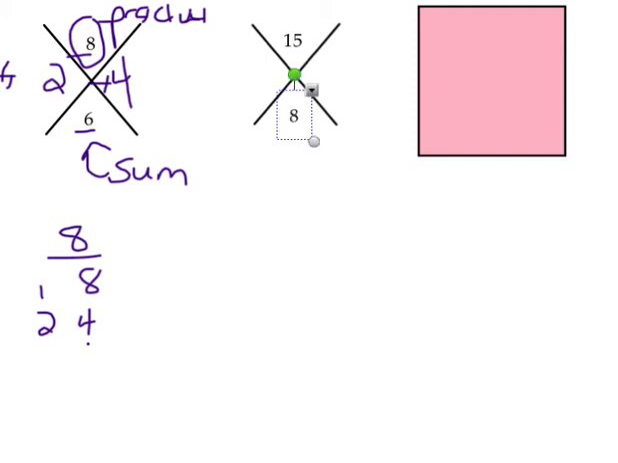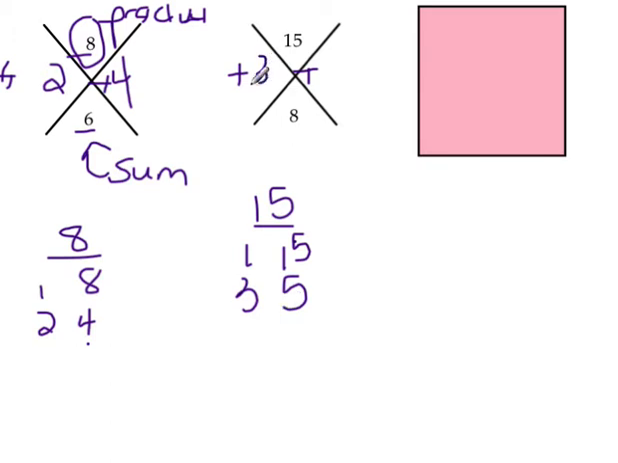What multiplies to 15 and adds to positive 8? So again, positive product, positive sum, both of my factors are going to be positive. So let's take a look at what multiplies to 15. 1 and 15, 3 and 5. So we want to figure out which one of those add to 8, and that's going to be 3 and 5.